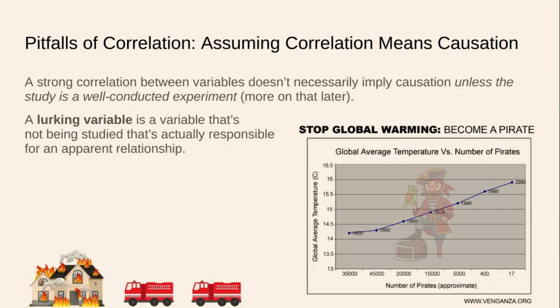Well, let's look at this graph right here, this ridiculous graph. We have number of pirates on the x-axis, approximate, LOL, and global average temperature in degrees Celsius. At least they use SI units. And we see that as the number of pirates goes down, then the global average temperature goes up. So I guess that means we have to become pirates if we want the global average temperature to stop going up. Well, that's obviously not the case.